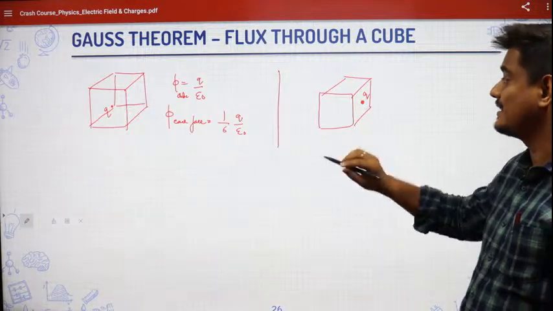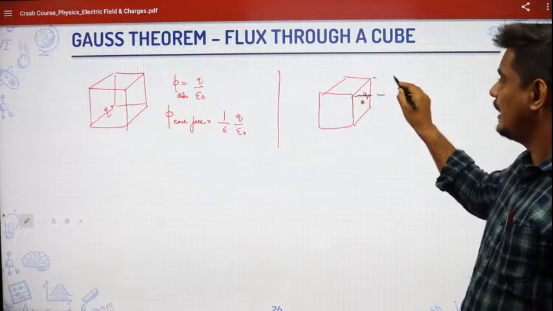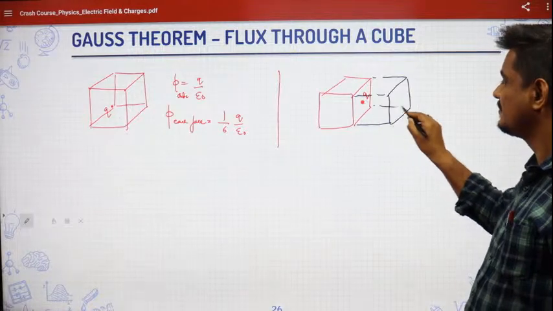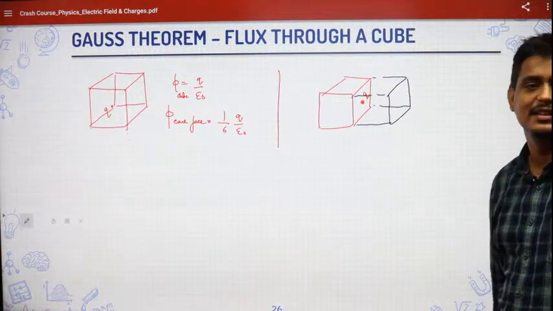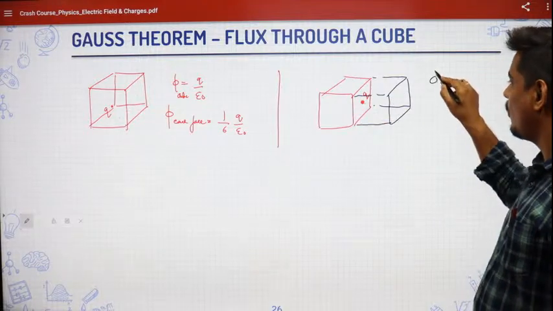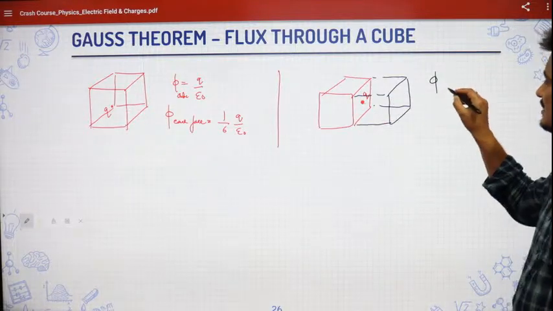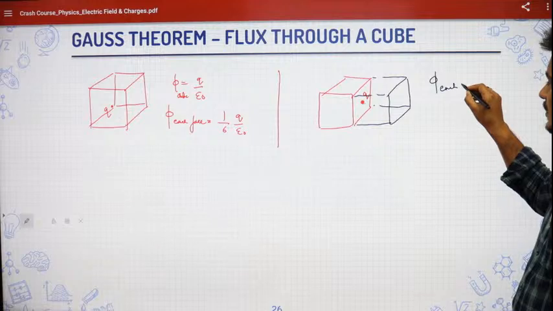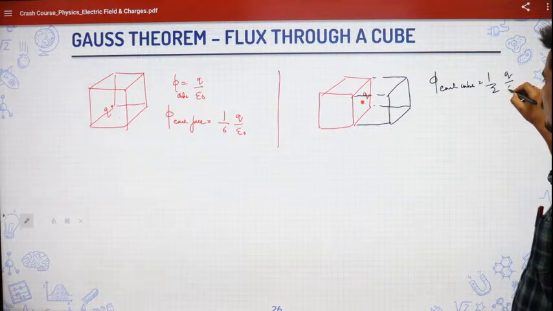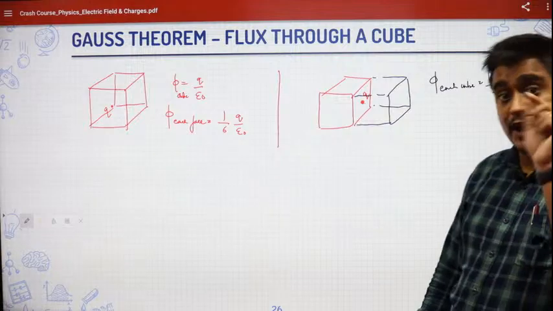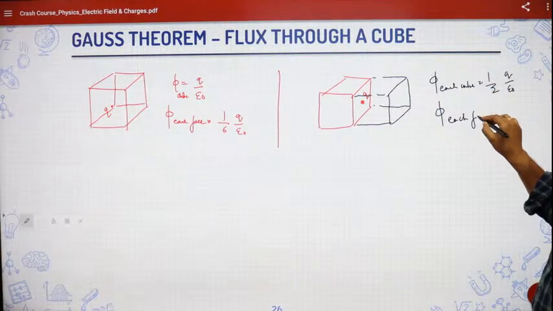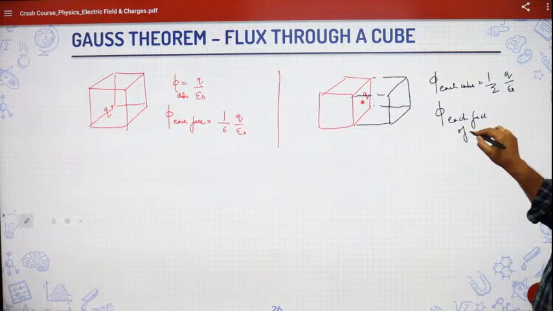This should come in symmetry. For that, what I will do? I'll just place another cube like this. Now it becomes symmetrical. Since the charge is in the center, it will share equally. So phi of each cube, because 2 cubes are there now, will become half times Q by epsilon naught. And now if I ask you, what is the flux through each face, each face of any cube?